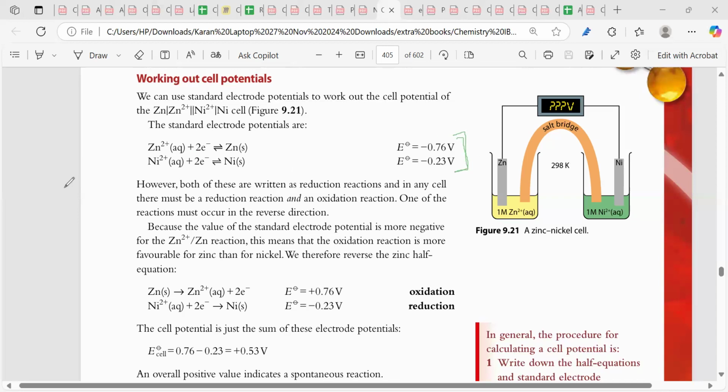Now over here, Harry, which is more positive from these? Which do you take as the cathode? The nickel one. So this is more positive, right? We write it as it is. Is it clear? We write it as it is.